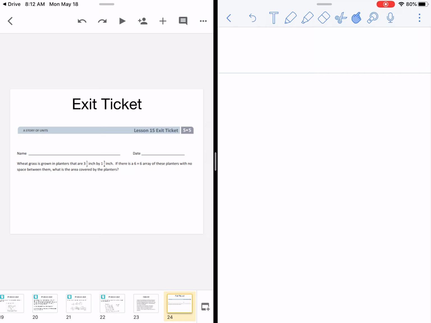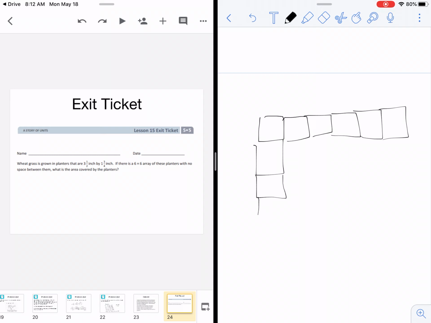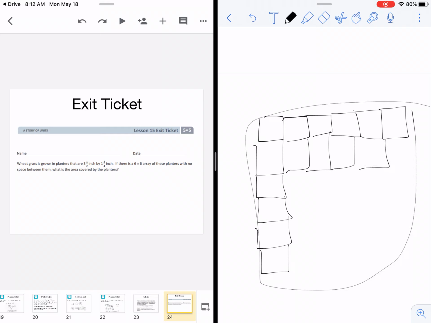Okay, an array, this is the only thing I'm going to do to help you guys. We have a planter that is this big, right? If we have a 6 by 6 array, that means you have 6 going this way of the same planter and 6 going this way of the same planter, and then you have to fill these in. And it's asking what is the total area.